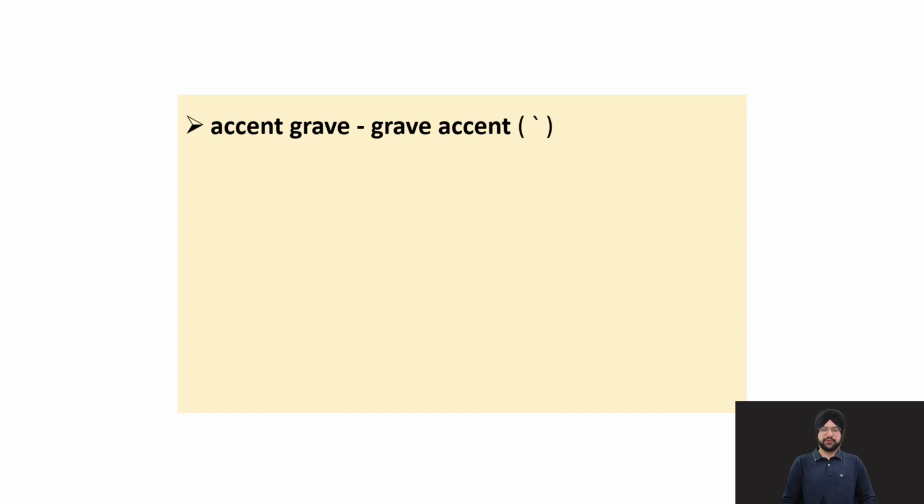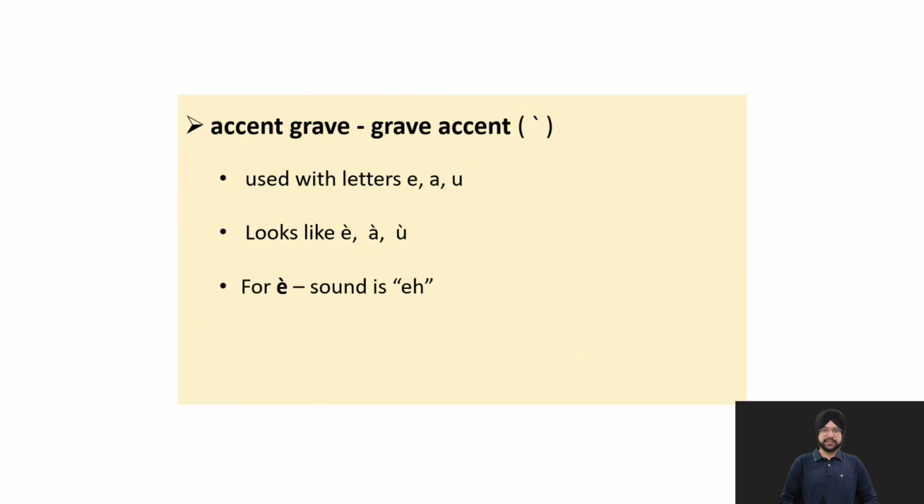Now the next one is accent grave, or the grave accent. It goes down to the left like a backward tilt. Not only with E, it is also used with two other letters, A and U. When the grave accent is used on E, it changes the pronunciation. It sounds like A. But when the same accent is used on A and U, there's no change in pronunciation. The accent is just used to distinguish between different words.